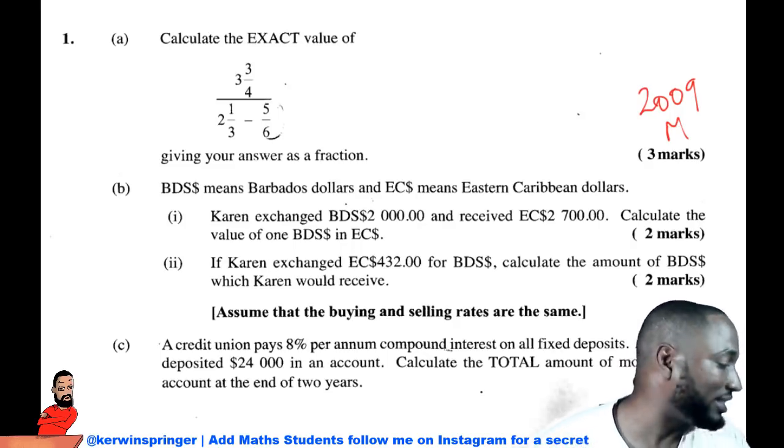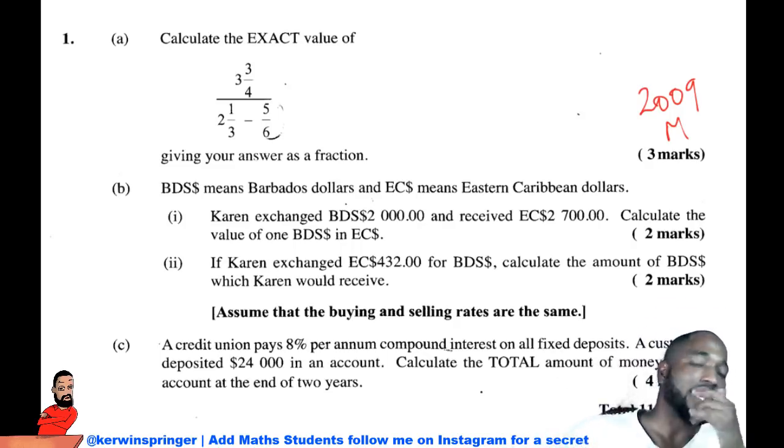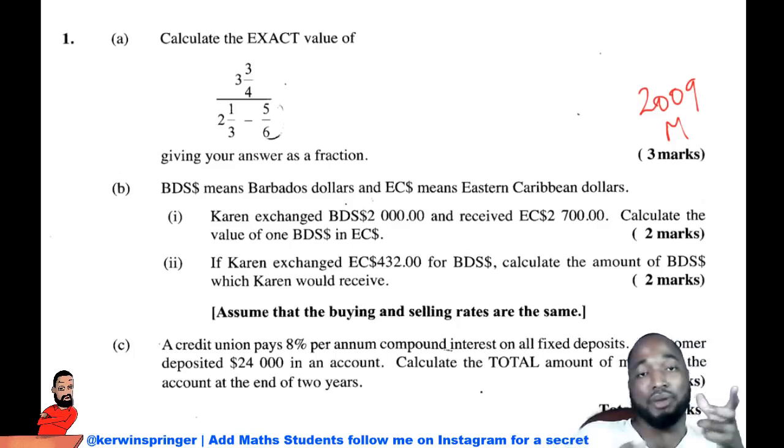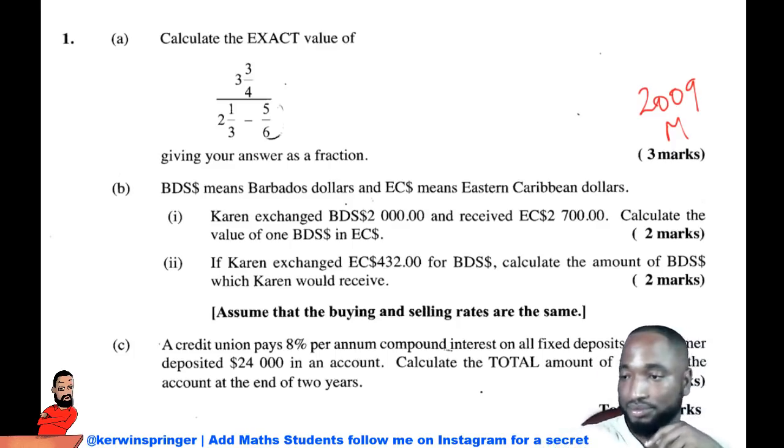Alright, so give me some answers there. 1A, 2009. Now if you have a whole past paper booklet, that will come in real handy.